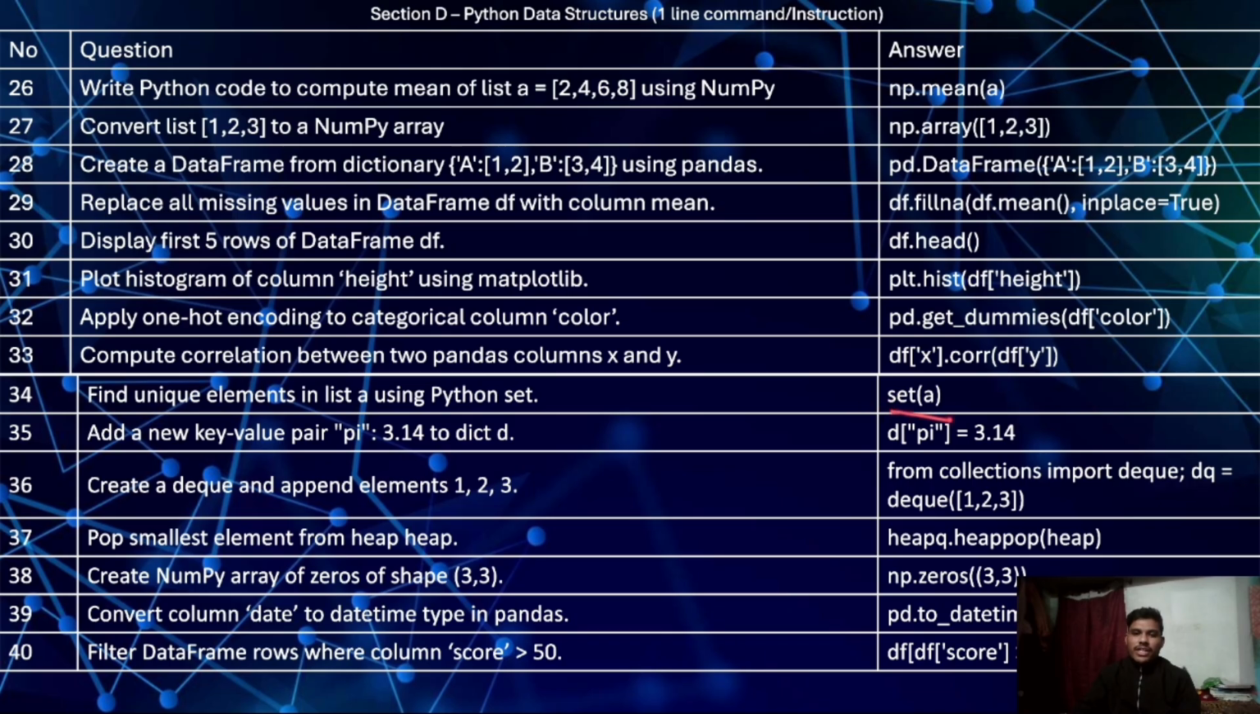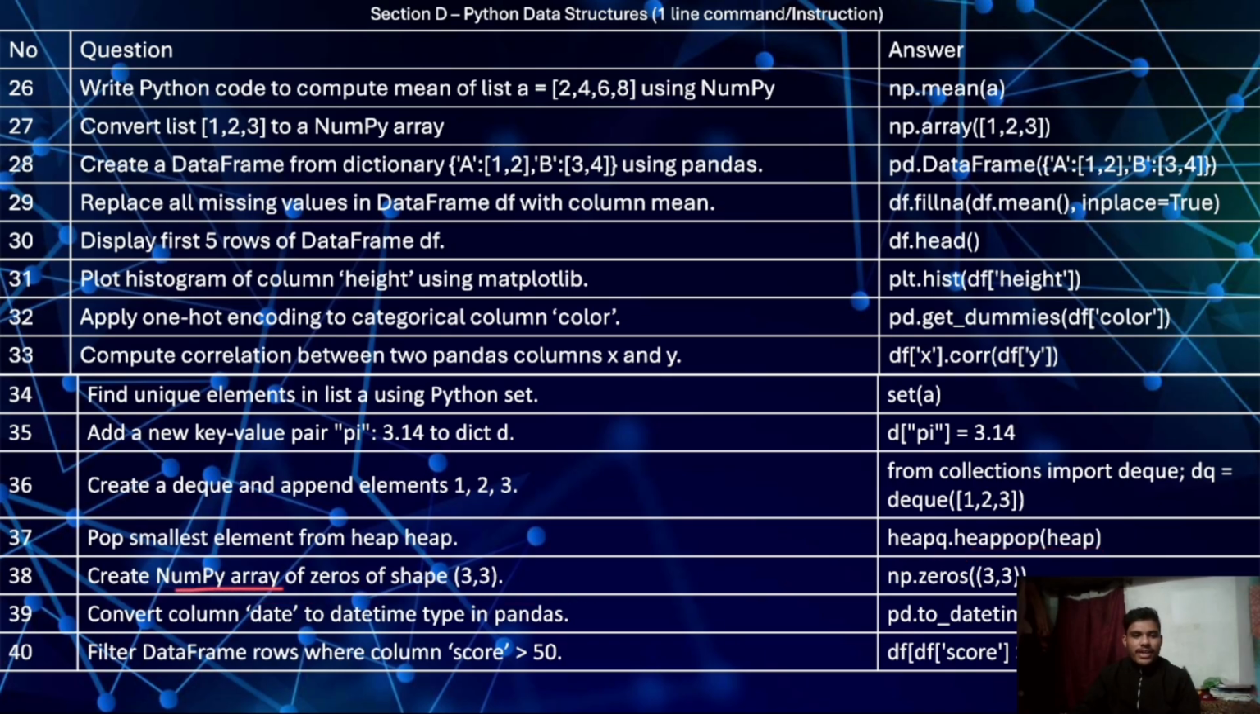So here the command is set(a). Add a new key value pair pi, which is 3.14, to dictionary D. So here D['pi'] = 3.14. Create a deque and append elements 1, 2, 3. So from collections import deque, dq = deque([1, 2, 3]). Pop the smallest element from heap. So heapq.heappop(heap).